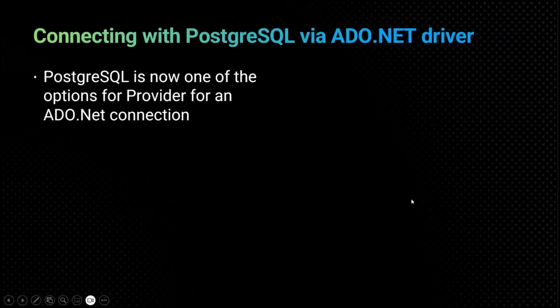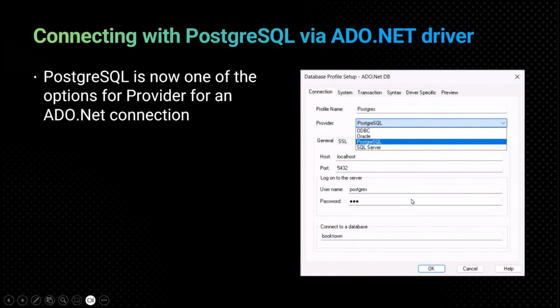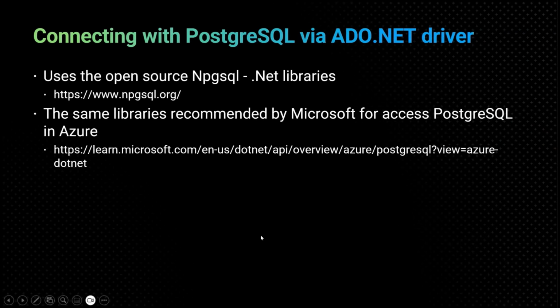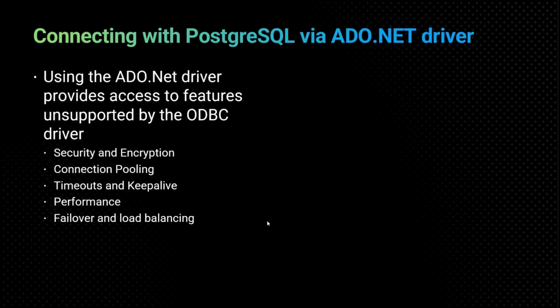The next one we're going to look at is connecting to PostgreSQL via ADO.NET. So when you go to create an ADO.NET profile, click on the drop-down. You'll notice not only is there ODBC, Oracle, and SQL Server, as there have been in earlier versions of PowerBuilder, now we have an option for PostgreSQL as well. What they're using under the covers is an open source library called Npgsql. It's a highly recommended ADO.NET driver for PostgreSQL. It's one that Microsoft recommends if you're going to use PostgreSQL in Azure.